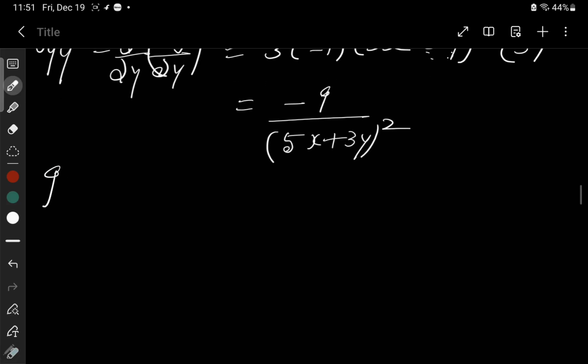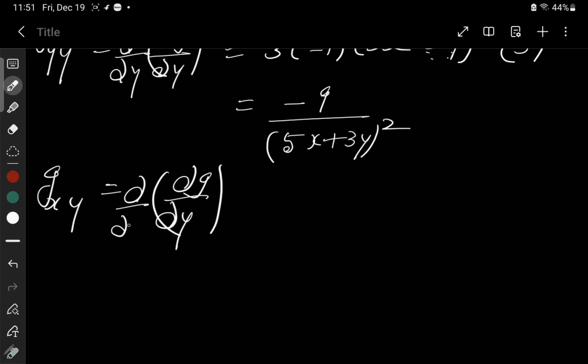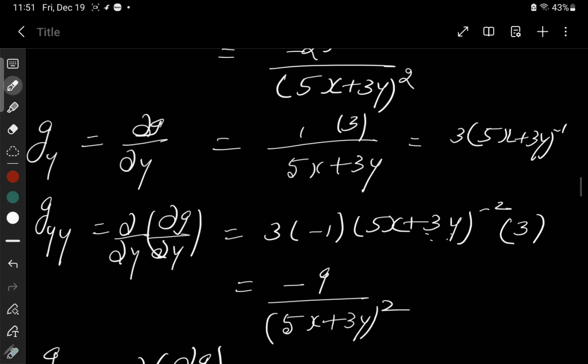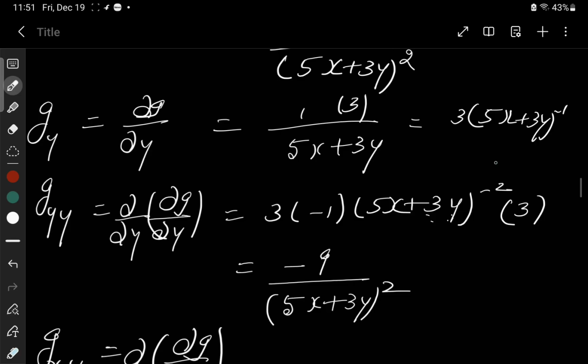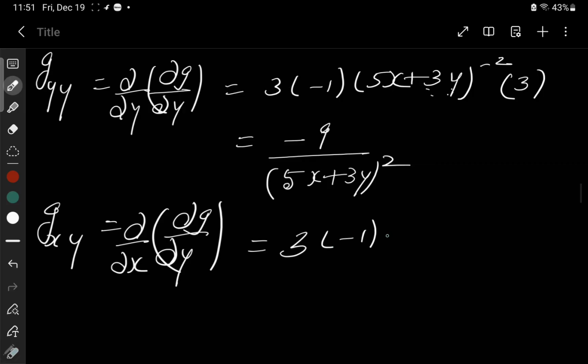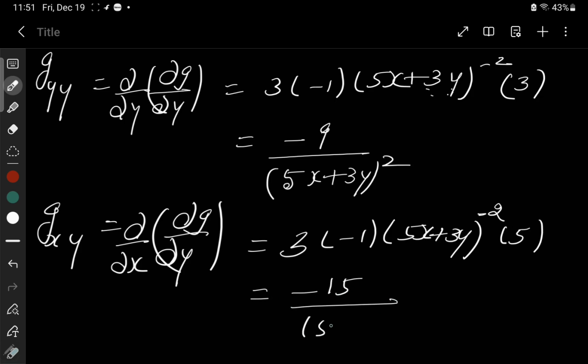Next is gxy. Dou g by dou y, I am differentiating this with respect to x. Dou by dou x of dou g by dou y. Gy is here, with respect to x I am going to do. So you take this term. So 3 into minus 1 into (5x plus 3y) the whole power minus 1 minus 2 with respect to x. So into 5. So minus 15 divided by (5x plus 3y) the whole square.